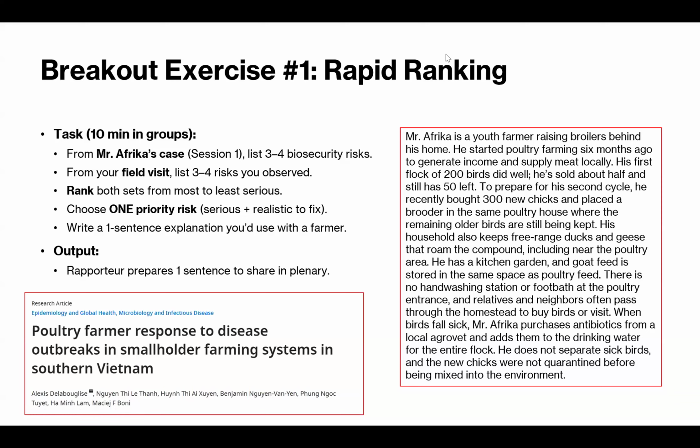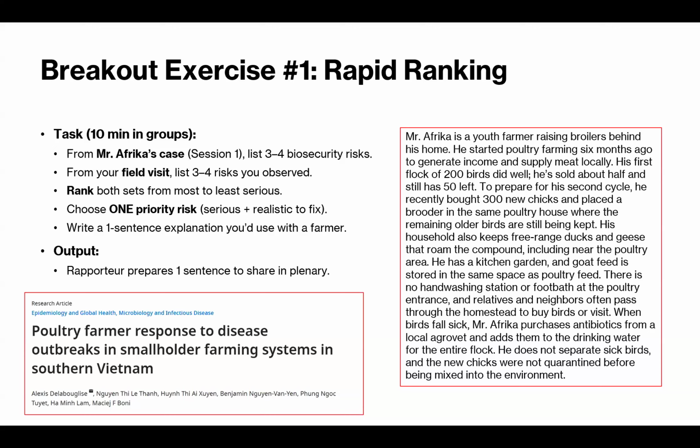Thank you very much. So for group 5, the risk that we thought was the highest was the fact that there are a lot of people that come to Mr. Africa's farm, relatives, neighbors passing through, and there's no foot bath or a hand washing station. So from the earlier presentation in my group, we said that humans are one of the greatest risks to disease transmission.